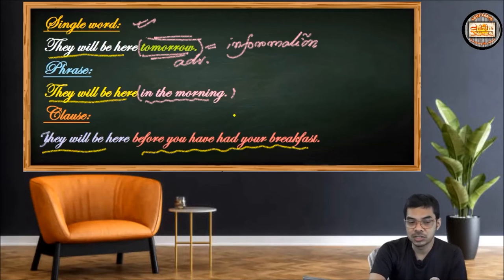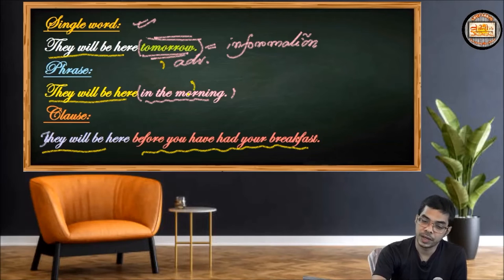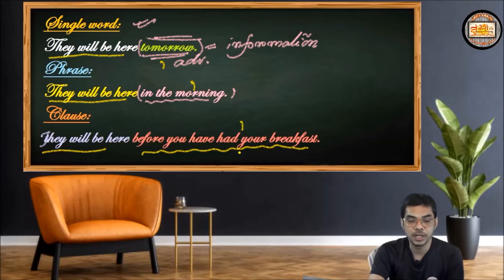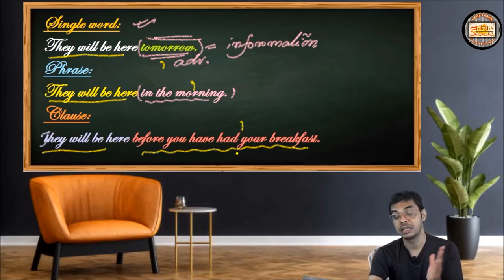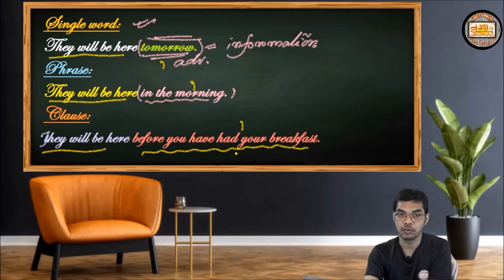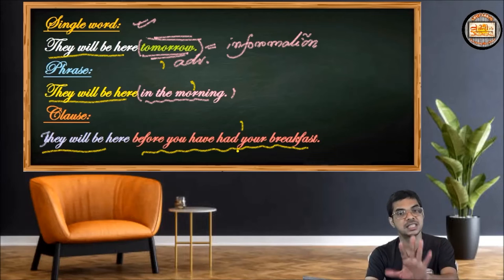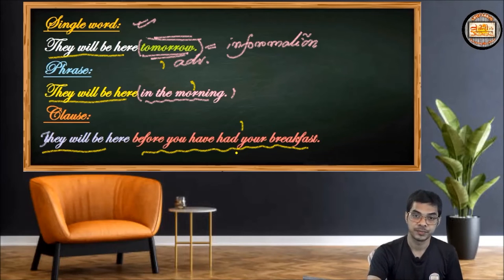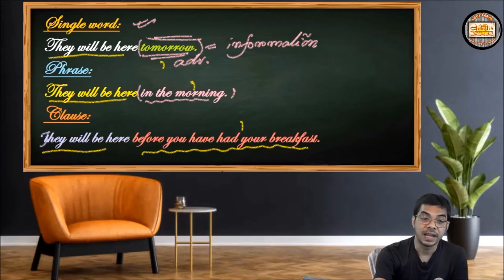Just follow the three sentences we have produced here. They will be here. This is the common structure and this is the basic structure. Whether we are using tomorrow or in the morning or before you have had your breakfast, these are but some information. Those are added to the basic structure, and with the information, without the information, or with a change in the information, the basic structure remains undisturbed, remains unchanged. So this is what we call an adjunct. This is how we use an adjunct, and this is how we find an adjunct in our sentences.